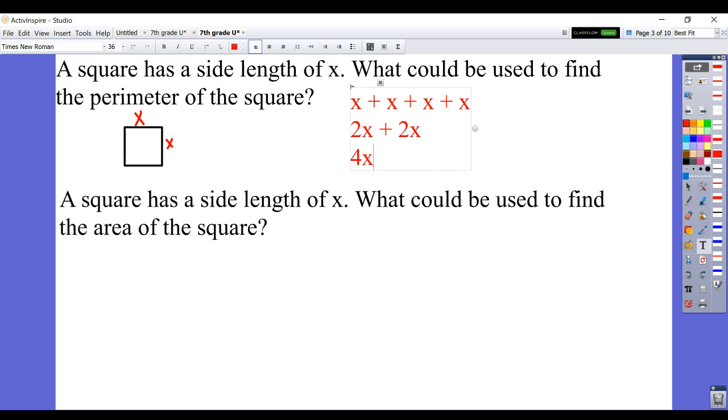A square has a side length of x. What could be used to find the area of a square? Well, for area, you're multiplying x times x. So it'd just be x times x, or x to the second power, x squared. Again, the reason that's called squared is because that's how we find the area of a square. We multiply a value times itself. So we call it squared. It's very logical, again, in terms of how we name things in mathematics.